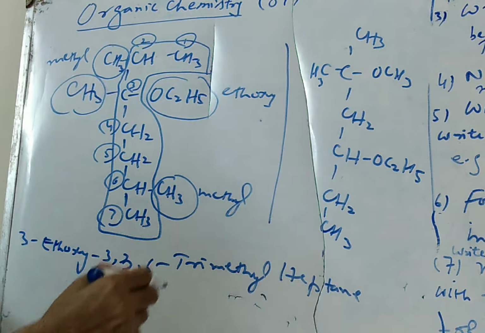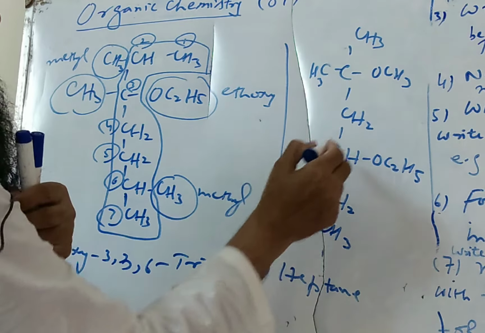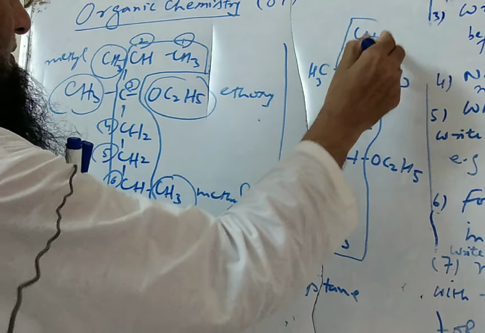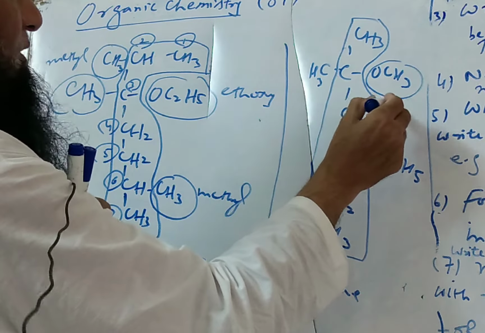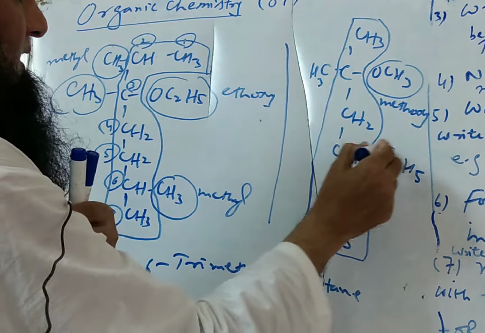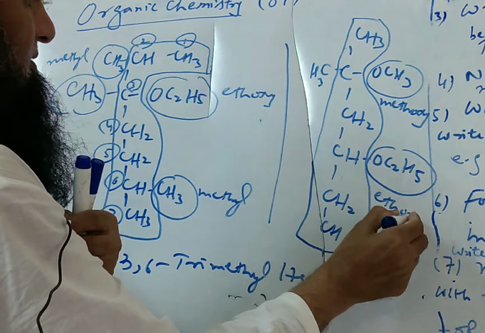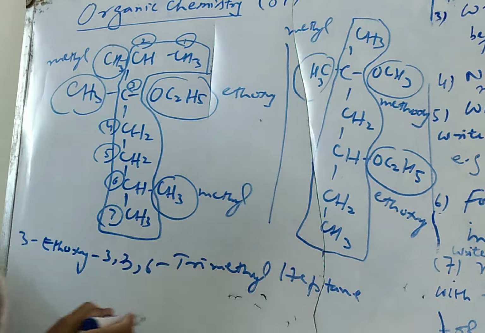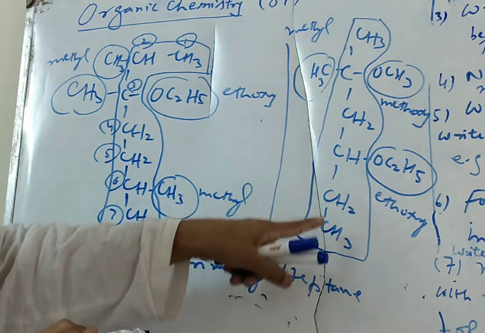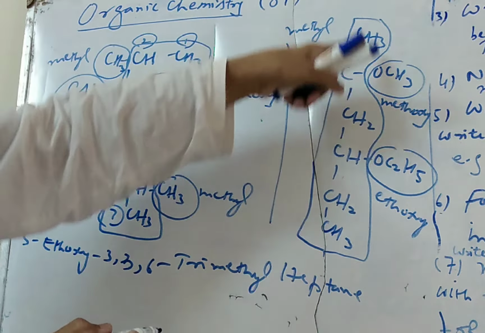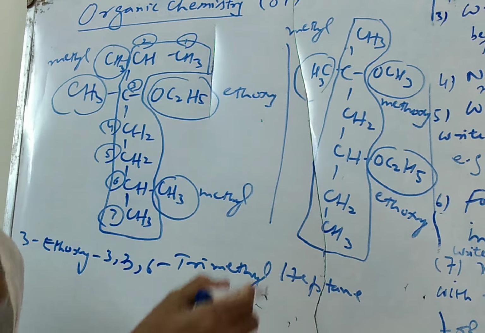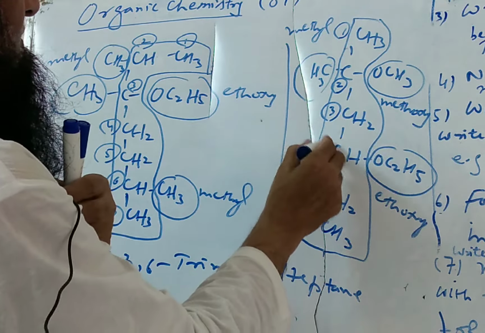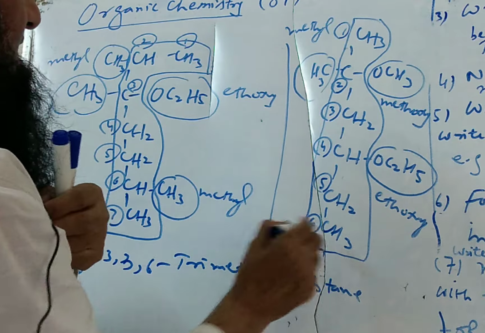This is the longest chain. Now consider the longest chain 1, 2, 3, 4, 5, 6. So 6 is the longest chain. Now this is called the methoxy. This is known as the ethoxy, and this is called the methyl. Now student, ethoxy comes on the third position, 1, 2, 3, whereas methoxy comes on the second position. So this is the lowest position. So numbering from this side 1, 2, 3, 4, 5, and this is the 6.